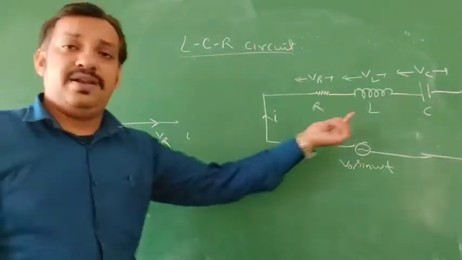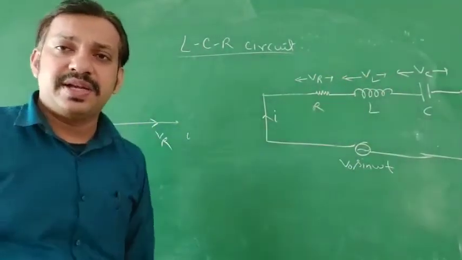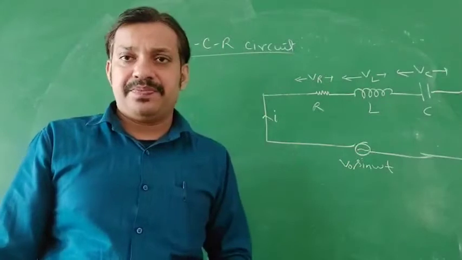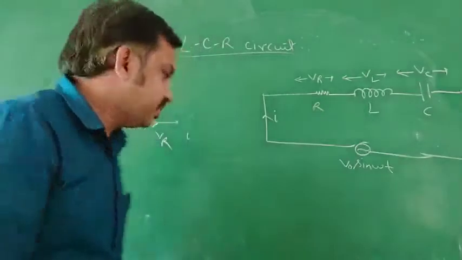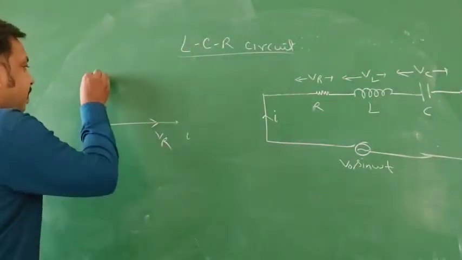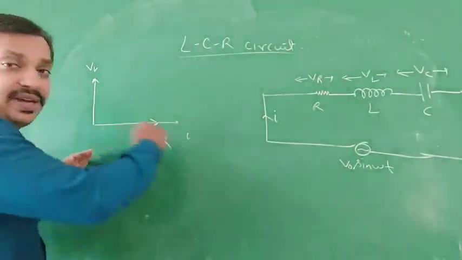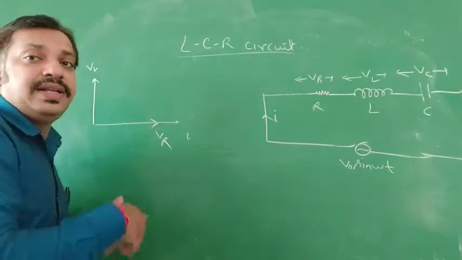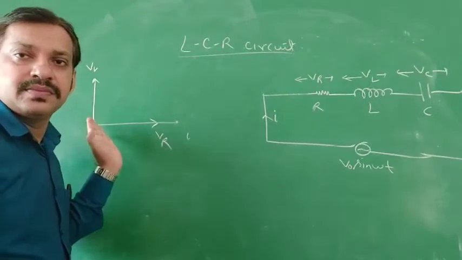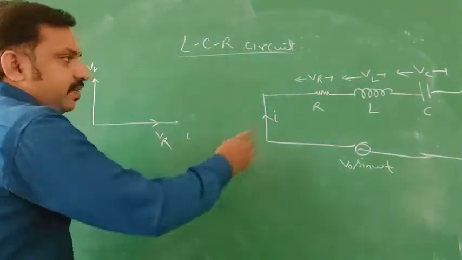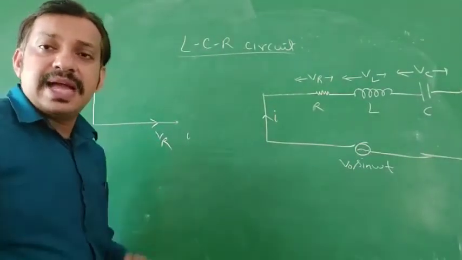And VL is the potential difference across the inductor. We have discussed that in a purely inductive circuit, the voltage leads by pi by 2, or in other words, the current lags by pi by 2. So this is your current axis, and the voltage across the inductor leads by pi by 2. That is why this VL is pi by 2 ahead. Clear? And for the capacitor VC, we have found the voltage across the capacitor lags by pi by 2.